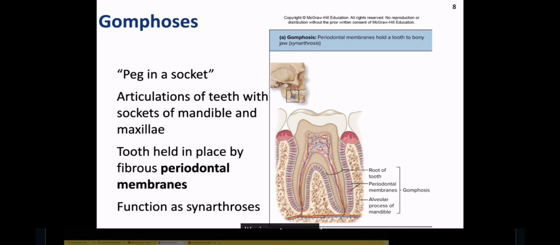The three types of these, the easiest to remember, the gomphosis. It's in your gums. And it's basically where your tooth meets the gum. And it does have a little bit of a membrane there called periodontal. What's peri mean? P-E-R-I means around, beautiful, boom. Dontal is tooth.